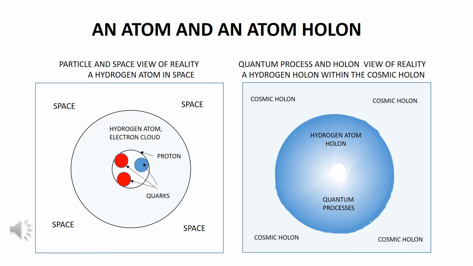On the right-hand side is an illustration of a hydrogen atom HOLON. In line with what we have discussed in previous videos, it is made from quantum reflexive processes with interfunctional properties. These quantum processes give the atom HOLON its boundaries and the space that defines its existence. All atom HOLONs are set within a quantum reflexive process field.